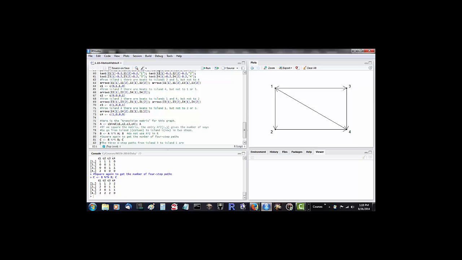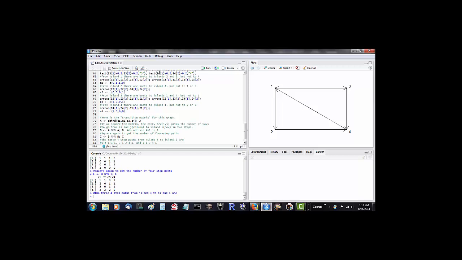Square again, we get the number of four-step paths. And now this becomes actually quite difficult to check by hand. It says correctly that there are 3 ferry boat journey paths that take us from island 3 to island 1. It took me a while to find all 3 of them. They are 3 down to 4, across the diagonal to 1, over to 3 and back to 1; 3 straight back to 1, down to 2, over to 4 and up to 1; and 3 to 1, back to 3, down to 4, up to 1.